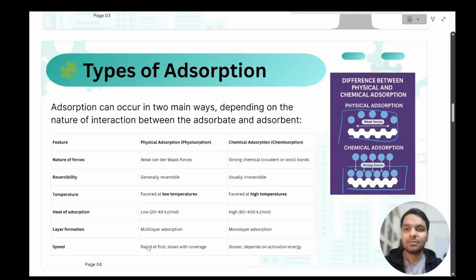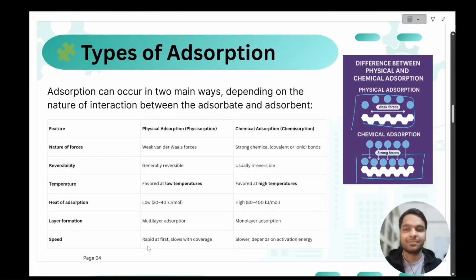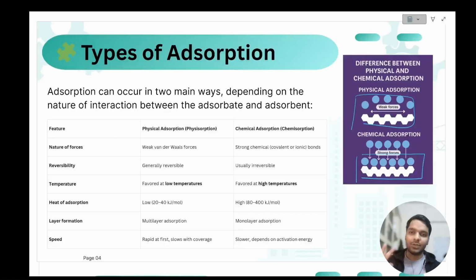Second, what are the types of adsorption? Adsorption is mainly of two types, physical adsorption and chemical adsorption. In physical adsorption, van der Waals forces act. In chemical adsorption, chemical bonds do form, which may be covalent or ionic.